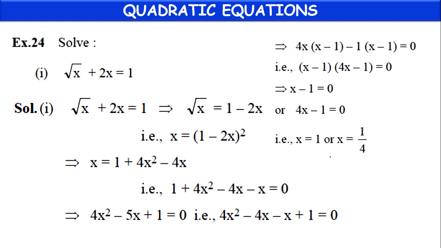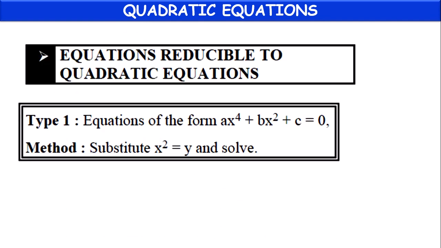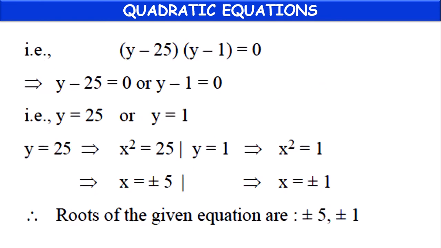So like this, we can reduce the given equations into the general quadratic equation form, and we can find their solutions. If the given equation has highest power 4, a fourth degree equation, then we can assume x square equal to y and we can solve the problems.